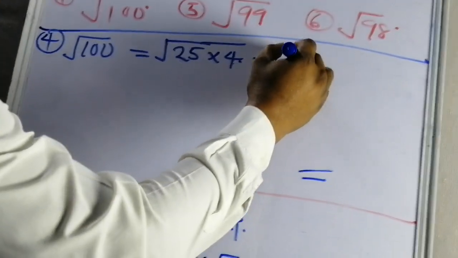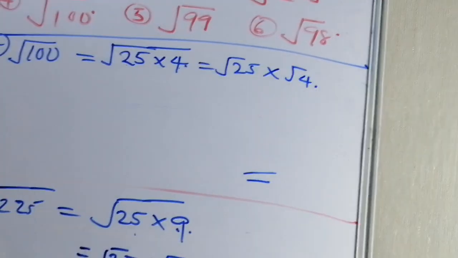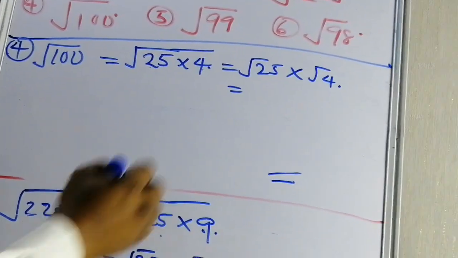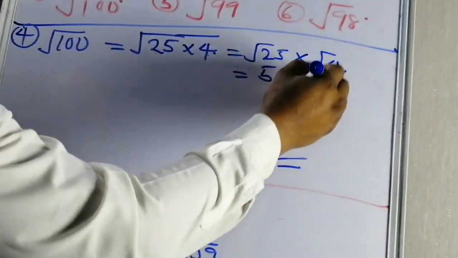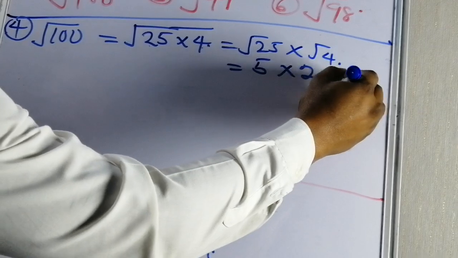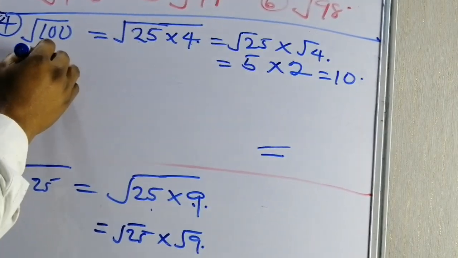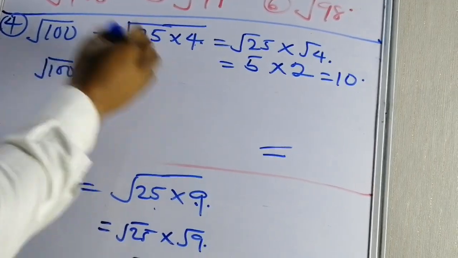So now I can split this into root 25 times what? Root 4. Okay? So now what is root 25? Root 25 is what? 5. That's 5 times 5 is 25. Then root 4 is what? 2. So the answer is equal to 10. So which shows that root 100 can be simplified to what? 10.